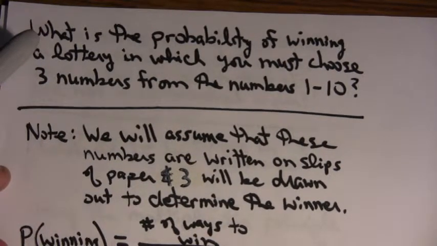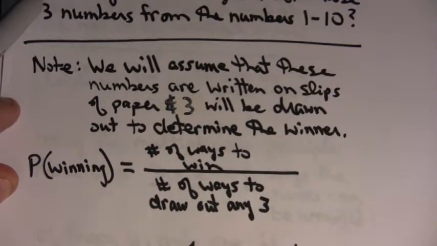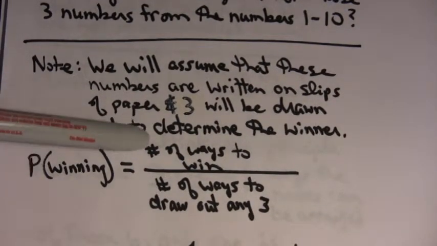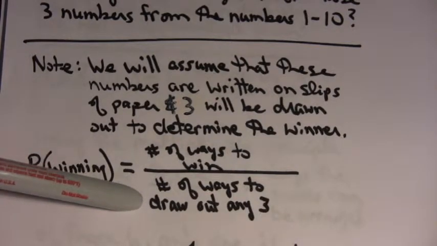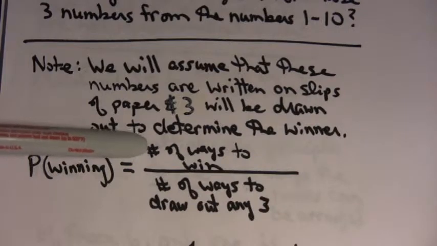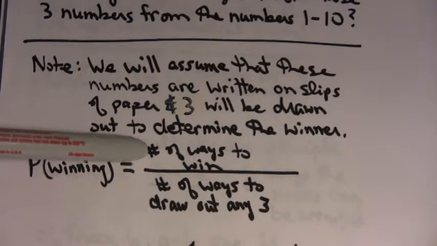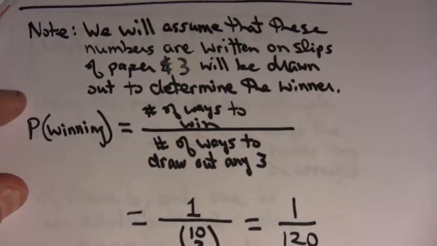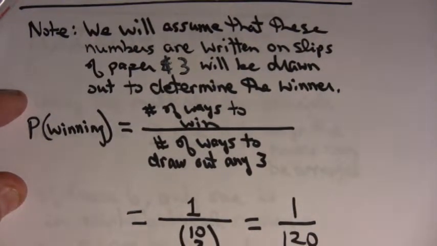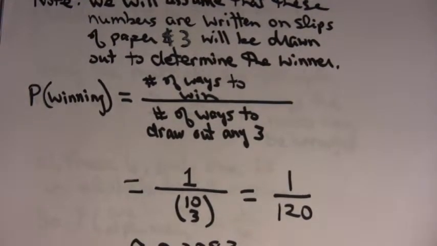So the numerator of the answer, I guess I should be showing that better while I'm talking. The probability of winning is the number of ways you can win divided by the number of ways you can get out any three numbers. And there's only one way that you can win. If you draw out the right three numbers, you win. So there's really only one way to win. But there are lots of ways that you could draw out three numbers. The order doesn't matter, so it's a combination.